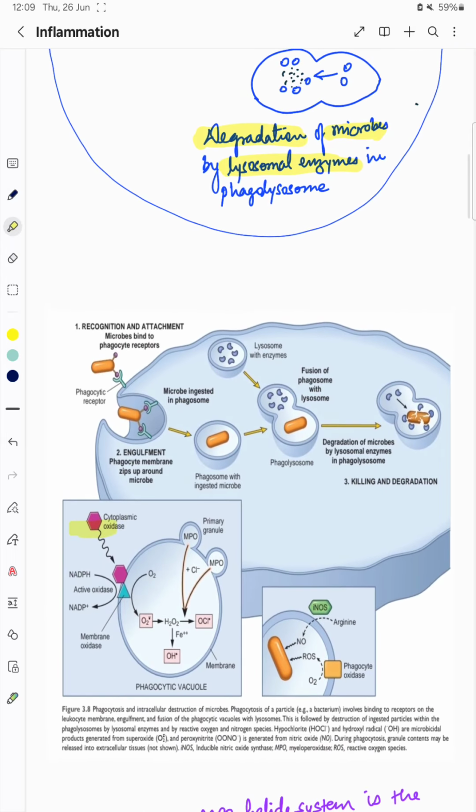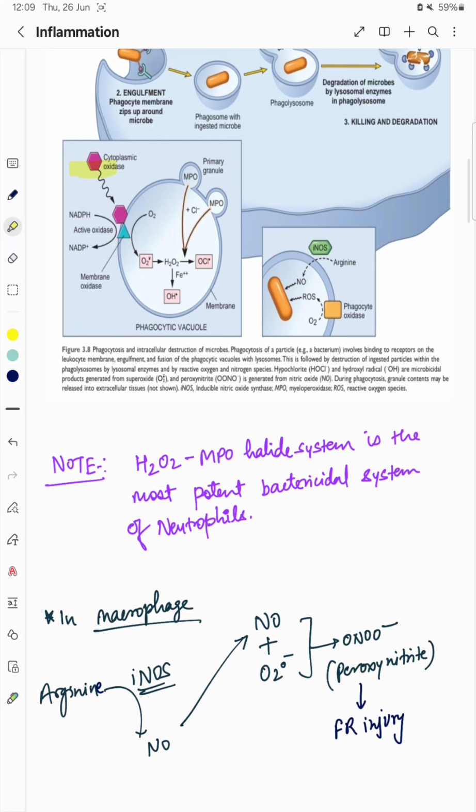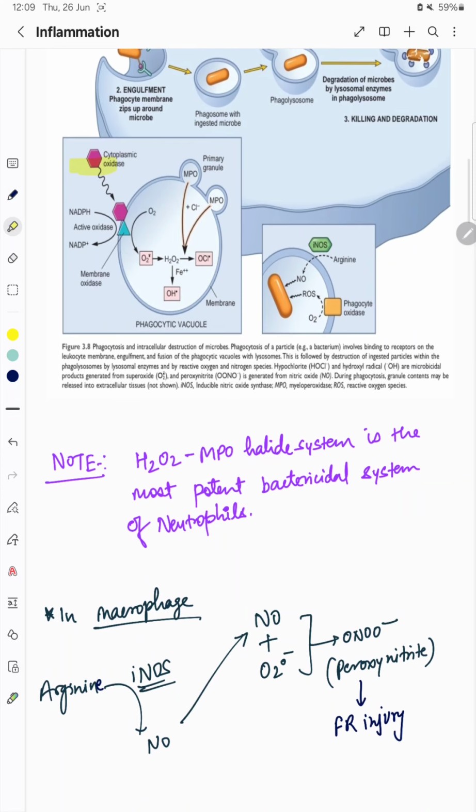How do these lysosomal enzymes degrade these microbes? In a neutrophil, the principal mechanism for degradation of microbes, or bactericidal system, is the H2O2 MPO halide system, which forms free radicals of hydroxyl and chloride, which result in the destruction of bacteria or microbes by free radical injury.